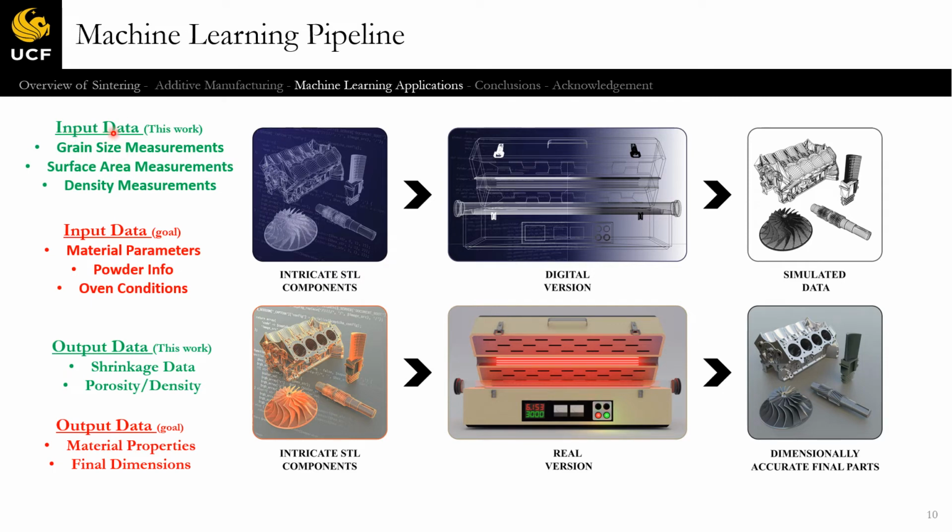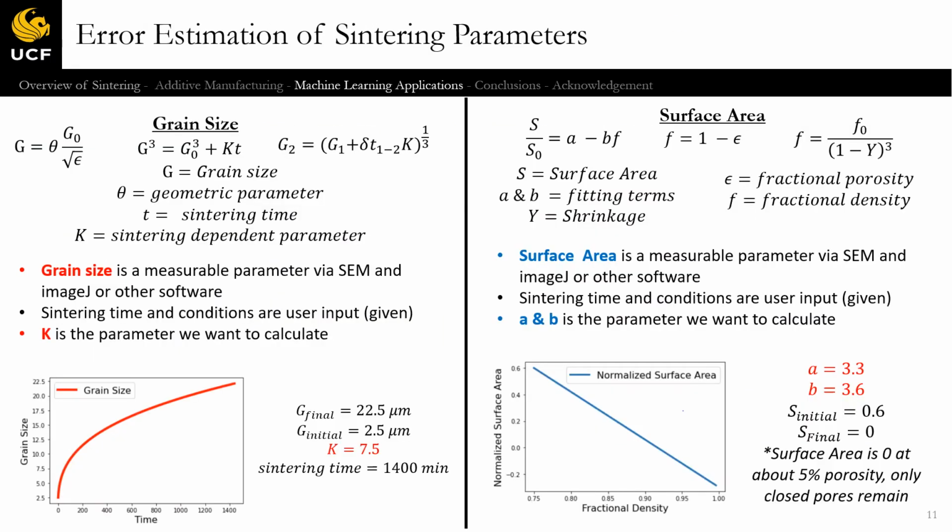So the input data for this work was grain size, surface area, and density measurements, and the output data was shrinkage data and porosity. That's what we want to predict. Ultimately, our goal would be to input more material parameters, powder information, oven conditions, all of the input data that you can put into it, feed that through, and the output would be material properties and final dimensions. So final dimensions encapsulates shrinkage data and porosity. That's what we did in this work, and this slide illustrates that.